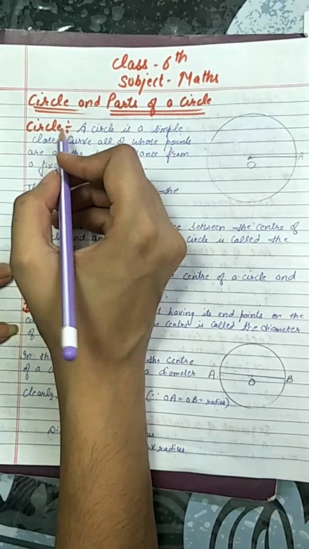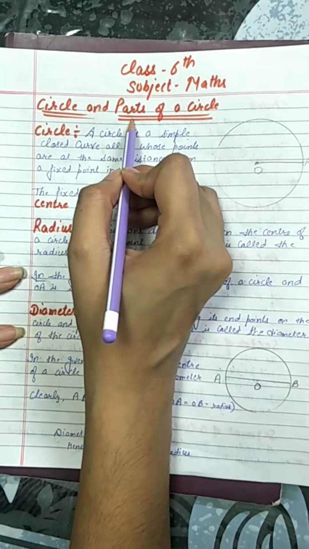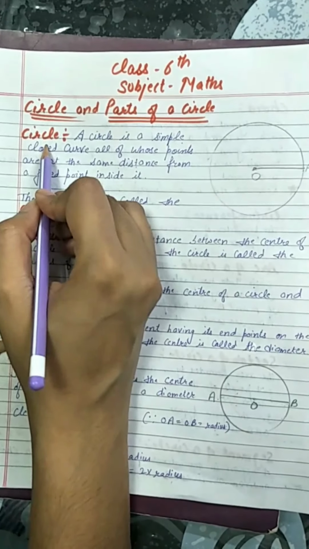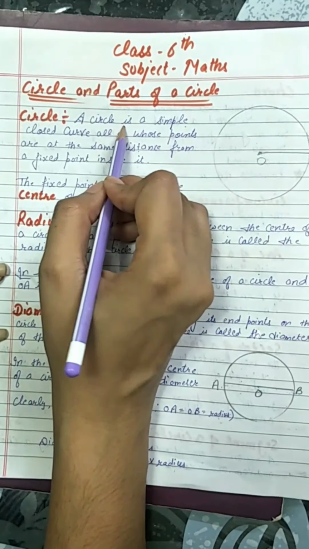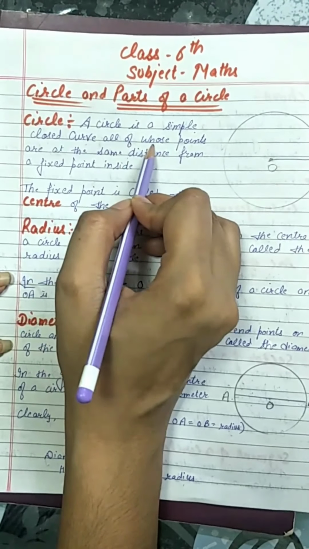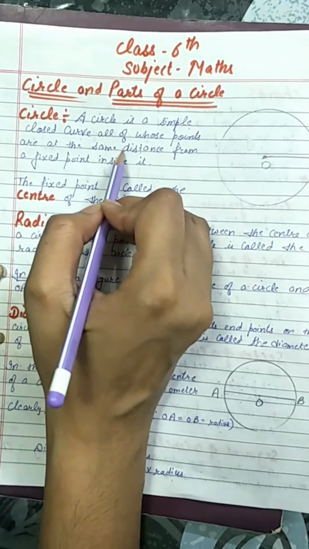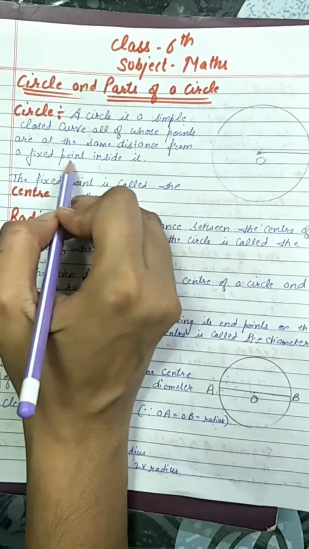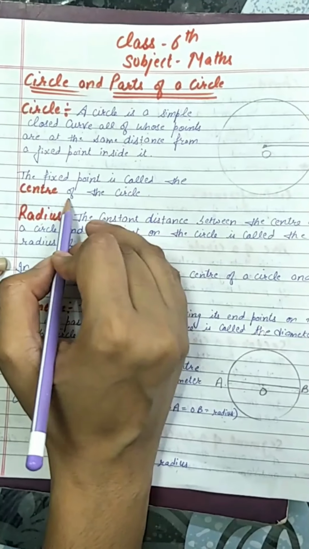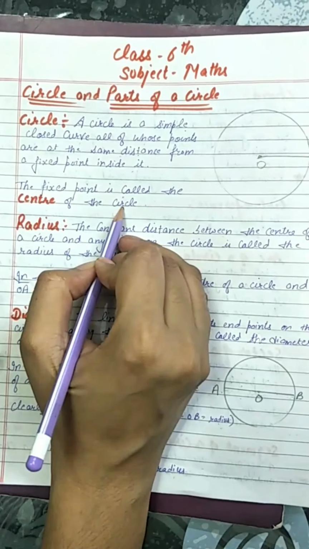Students, today we will discuss circle and parts of a circle. Students, do you know what a circle is? A circle is a simple closed curve, all of whose points are at the same distance from a fixed point inside it. The fixed point is called the center of the circle.